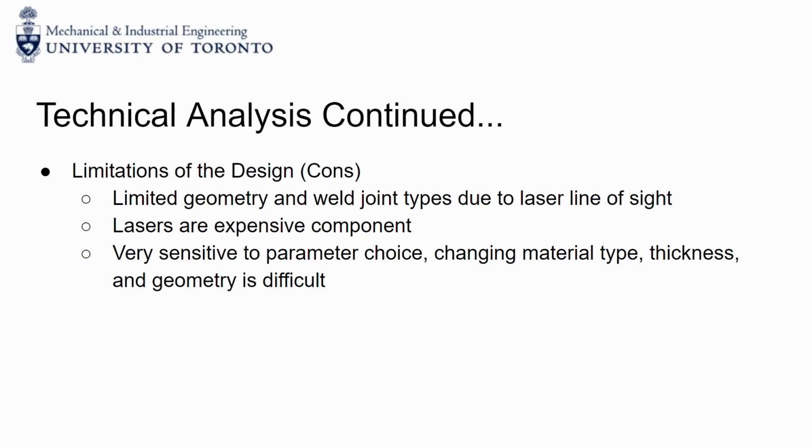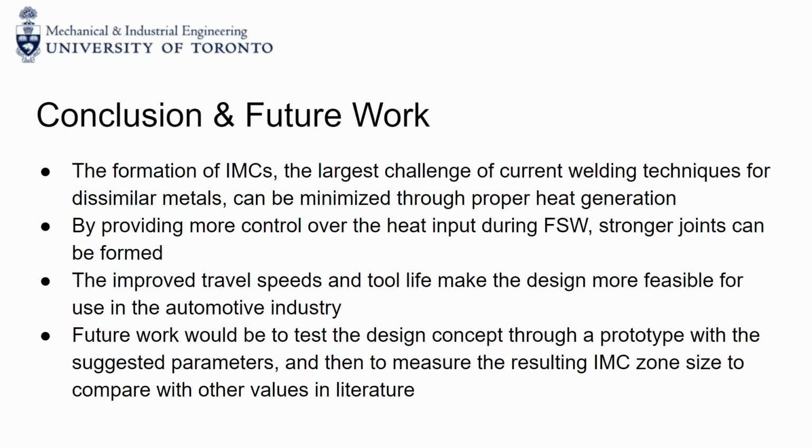And finally, the entire process is still extremely sensitive to the choice of parameters. So if you were to change the material type, the thickness, or the geometry, you have to change all of these parameters again. So in an automotive industry where if you're going to change the process, you have to go ahead and do this testing again and make sure that your process is working as it should, which is time consuming.